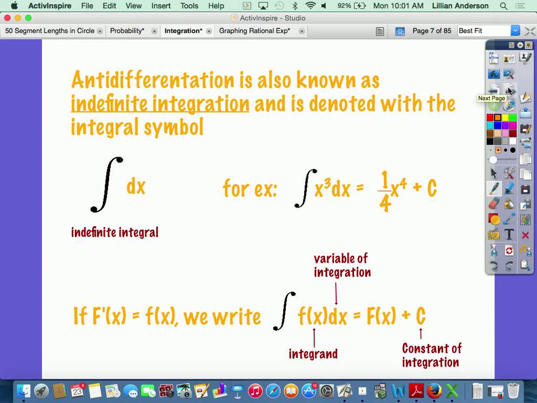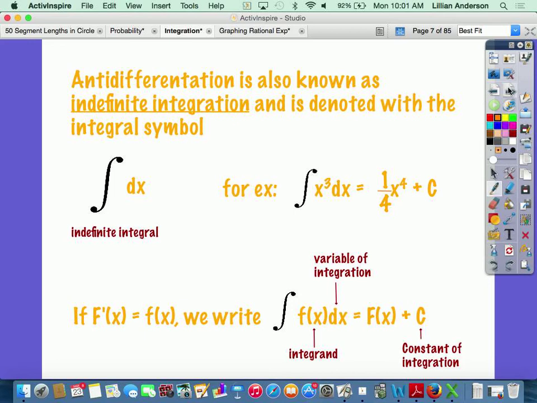Antidifferentiation is also known as indefinite integration. It's denoted by the integral symbol, which is that symbol right there that you see. So it might not ask you to take the antiderivative, antidifferentiate. It might just put this symbol. When you see this symbol, it means do the process. Take the antiderivative. Antidifferentiate.